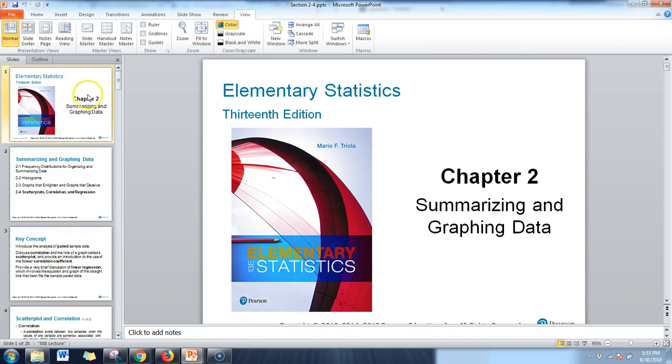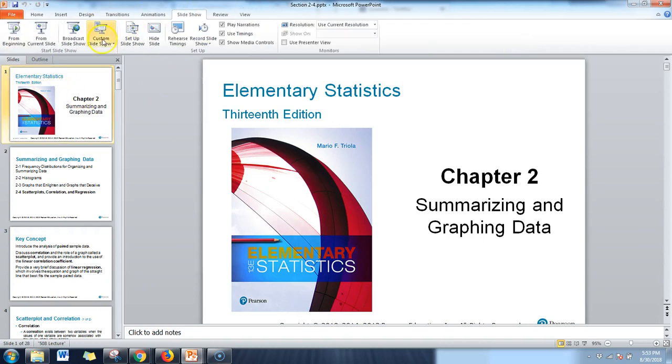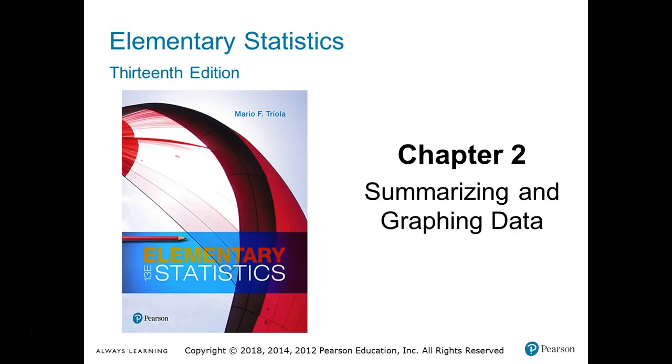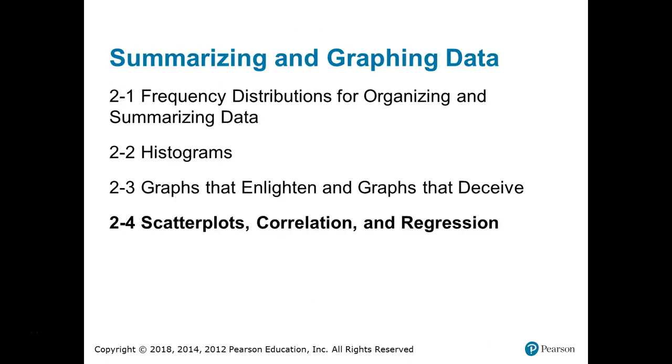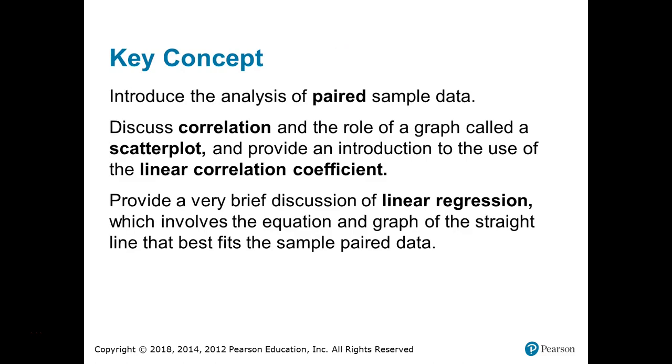Hello students, in this video we are going to go through chapter 2, section 4, which is scatter plots, correlation, and regression. So the key concept here is now we are looking at paired sample data. So we're looking at things that have two variables, not just one. And we're going to discuss correlation and scatter plots, and then determine linear correlation coefficients.